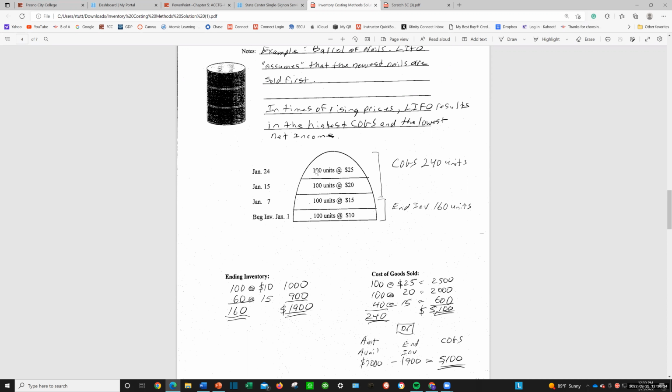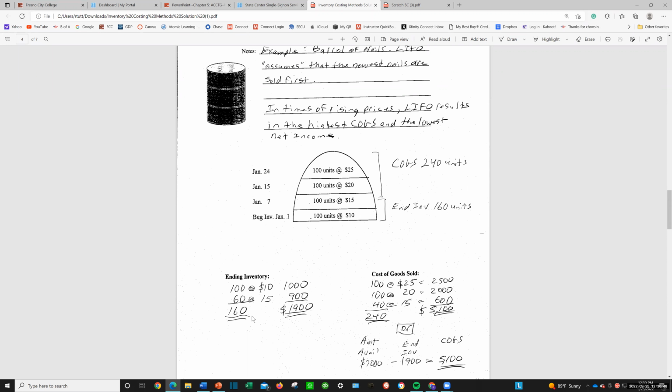So these are the first ones out. So these went out. So what's in ending inventory? It'd be these. It'd be 100 of these and then 60 of those. So here we go. 100 at $10 would be 1,000. And then in this layer, we're going to use 60 of these at 15. And that's going to cost out at 900.